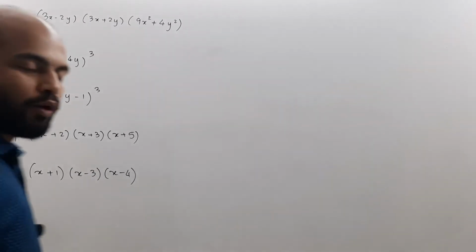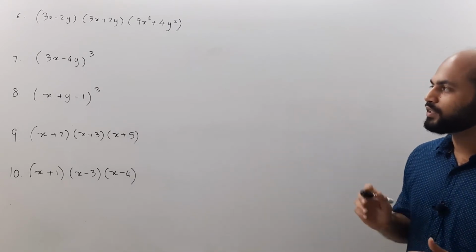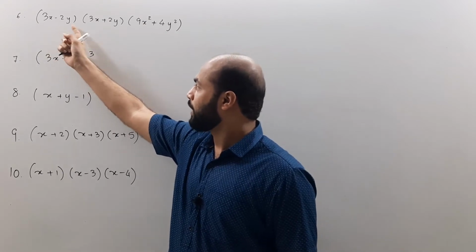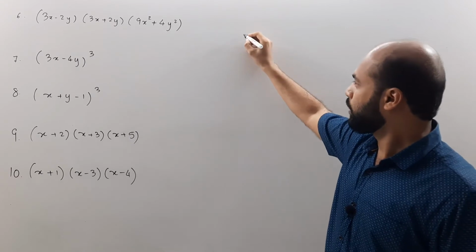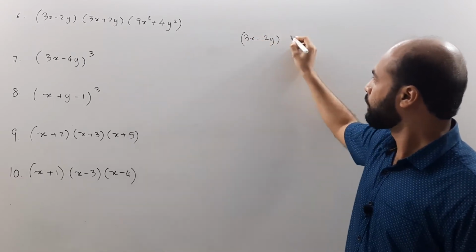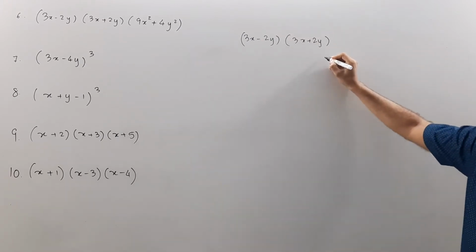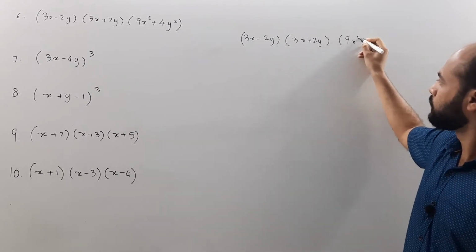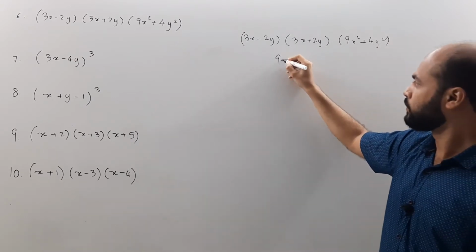Let's go to the next set of problems now and let's see in what way we can do this. So the sixth one, you can clearly see that this has the relation A minus B, A plus B. So let's write the expression for that. I'll write it as 3x minus 2y into 3x plus 2y. So this could be written as 9x square minus 4y square.